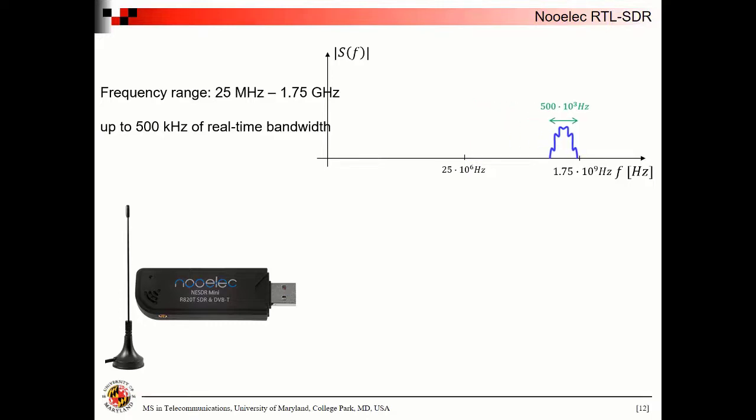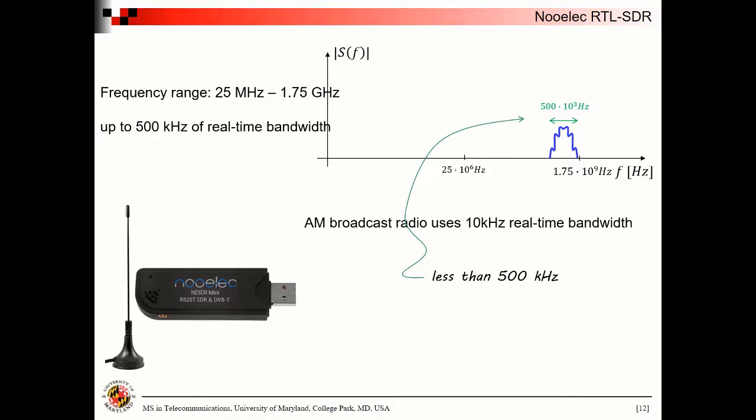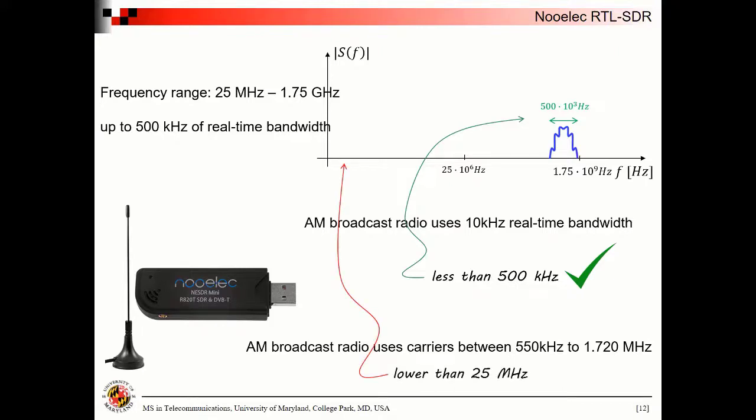Therefore, as long as the signal we're trying to receive has a bandwidth no bigger than 500 kilohertz and is somewhere between these two frequencies, then we're okay. Now, AM broadcast radio uses 10 kilohertz real-time bandwidth, which is less than 500 kilohertz, so we're in good shape. But AM broadcast radio in the United States uses carriers between 550 kilohertz and 1.720 megahertz. That's a lot lower than 25 megahertz, which is the lowest frequency our NOAELEC works on. So we're not going to be able to receive regular AM broadcast radio on our little SDR.